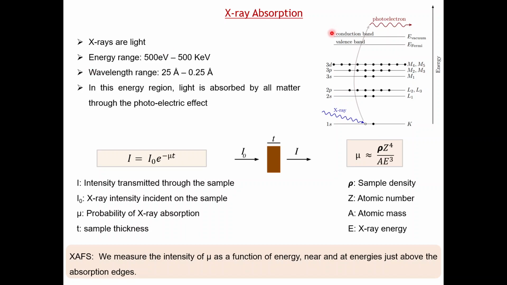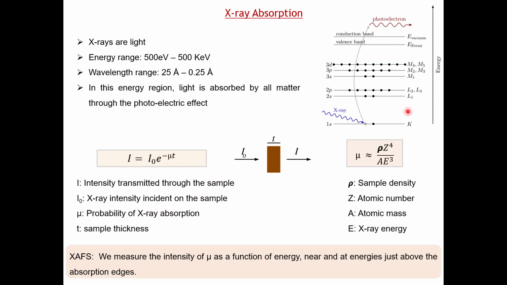X-rays are light which consist of an energy range from 500 electron volt to 500 kilo electron volt, with a wavelength of 25 angstrom to 0.25 angstrom. And the interesting thing is, in this energy region, light is absorbed by all matter through the photoelectric effect, and that is why we can utilize X-rays to study many properties of our material.